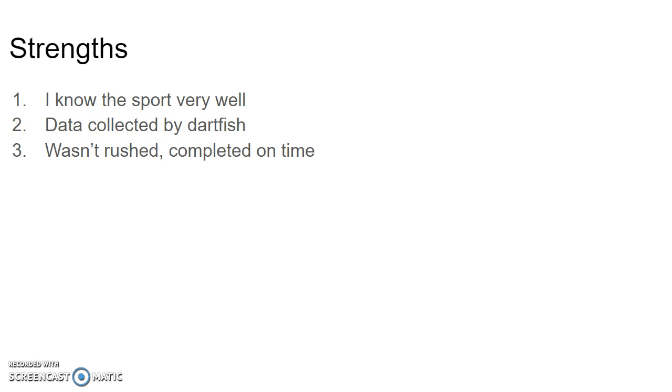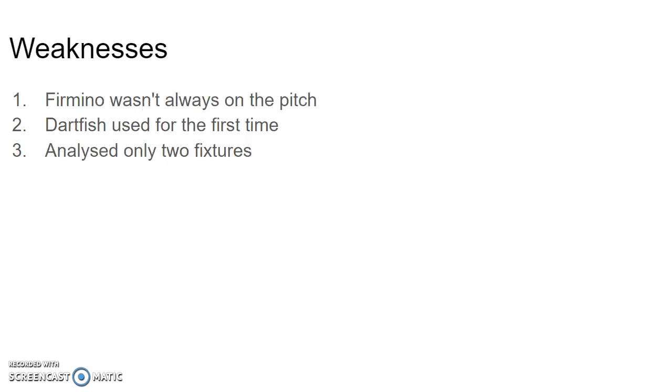standard piece of work. The weaknesses: during the matches that I recorded, Firmino wasn't always on the pitch. This made it hard to see whether he was walking, jogging or sprinting at the time. Therefore this meant that the data might not have been as reliable as it could have been. Also at some stages he would have got substituted, so it wouldn't show a full 90-minute display of him performing. It would show at least 80 minutes, but 80 minutes is sort of good enough in a way, but still 90 minutes would have been far better.